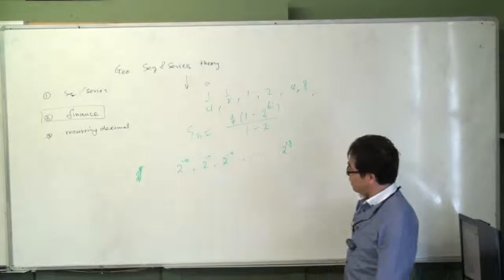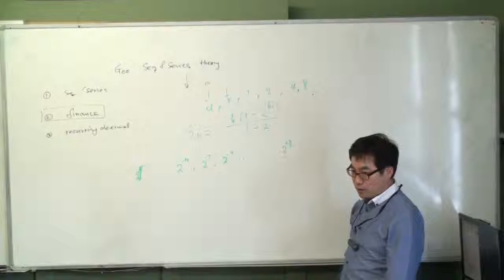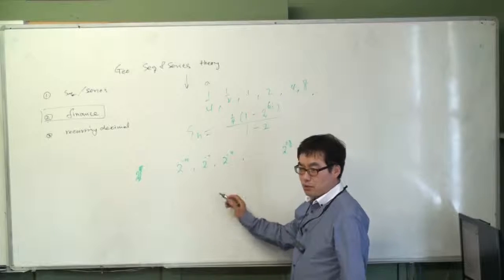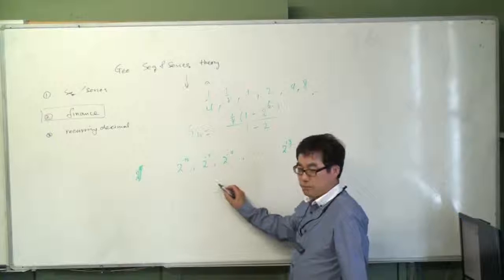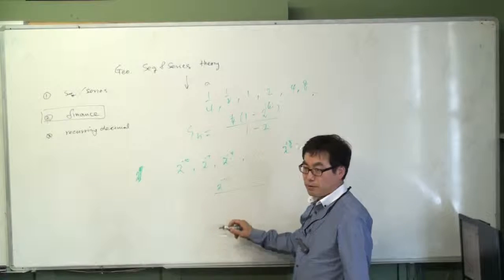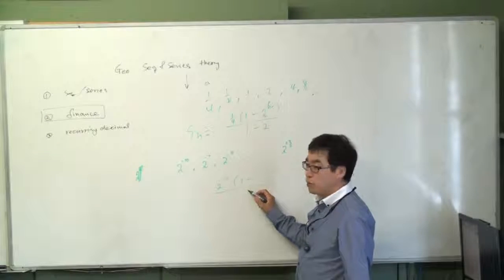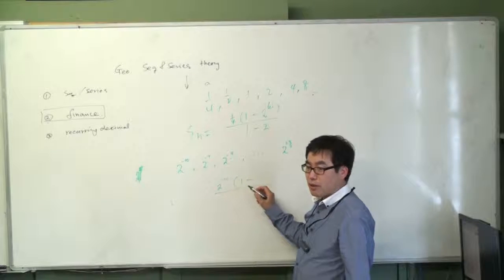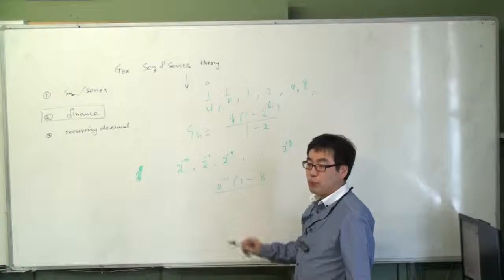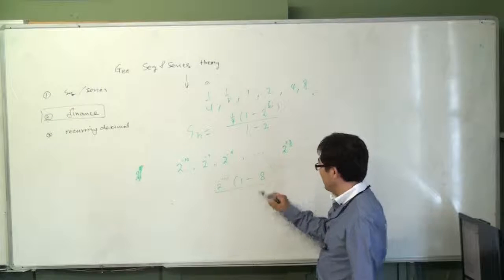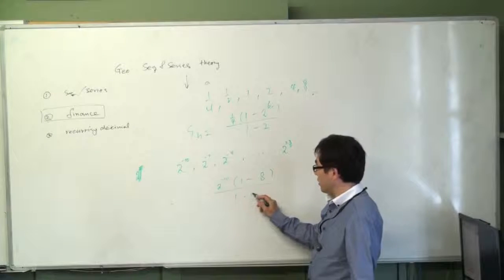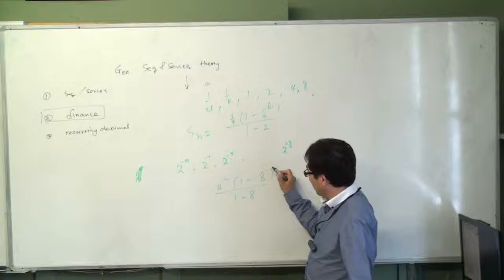Then can you see this is a geometric sequence? Yes. So we have to use the formula. What's the first term? 2 to the minus 10. And 1 minus, what's the common ratio? 2 to the power 3, which is 8. And 1 minus 8. Then you have to find the number. What is the number?